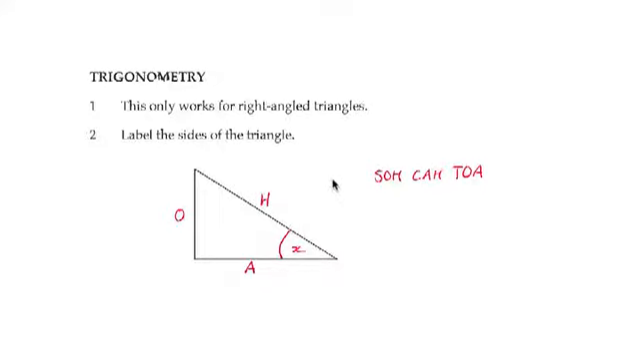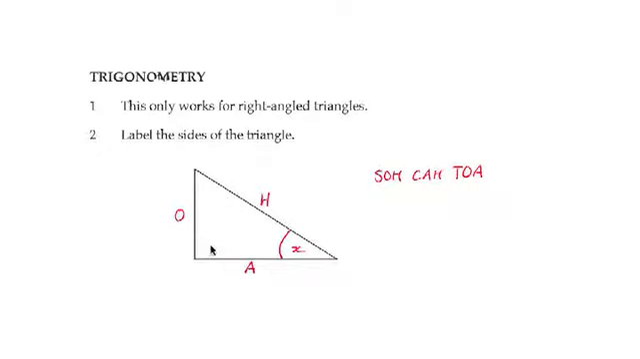Okay, so this video is to help you with trigonometry. Trigonometry only works for right-angled triangles, so whenever you see a right-angled triangle in an exam question, you know it's either going to be trigonometry or perhaps Pythagoras. The clue is usually whether there's an angle involved or not. Pythagoras only involves the three sides, whereas trigonometry involves an angle.